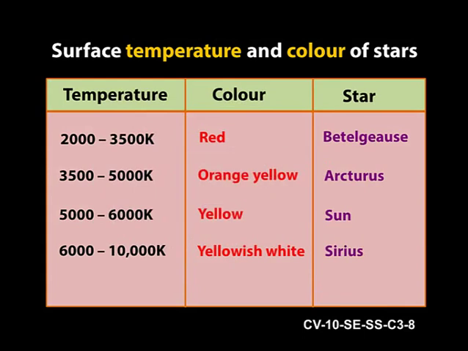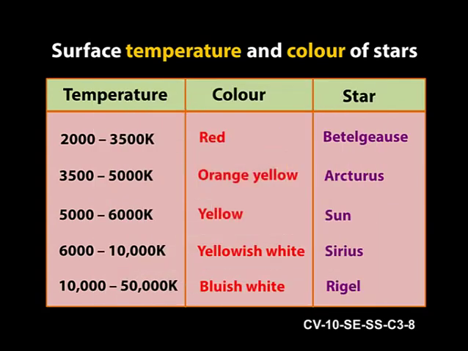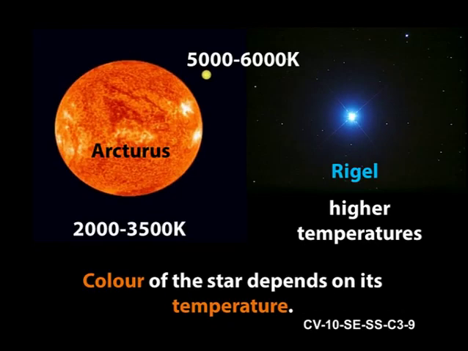A star of surface temperature of about 10,000 to 50,000 Kelvin appears bluish white. For example, Rigel. Dear children, you can observe here that the stars with lesser temperatures, say about 2000 to 3500, are red in color, and that with higher temperatures are bluish white in color. Enjoy this comparison between stars of different sizes and colors.